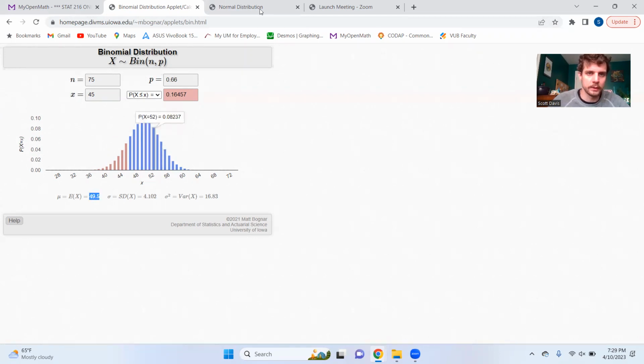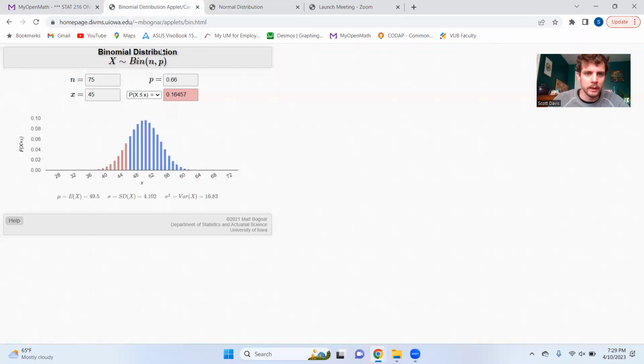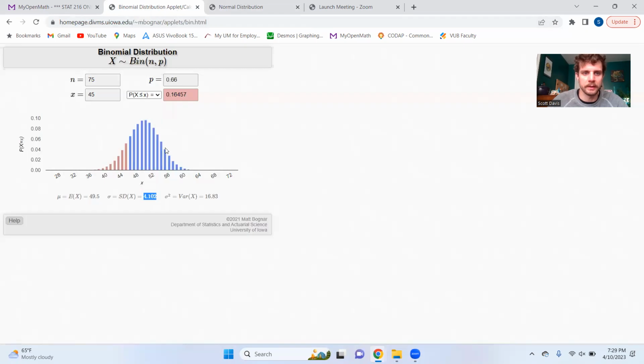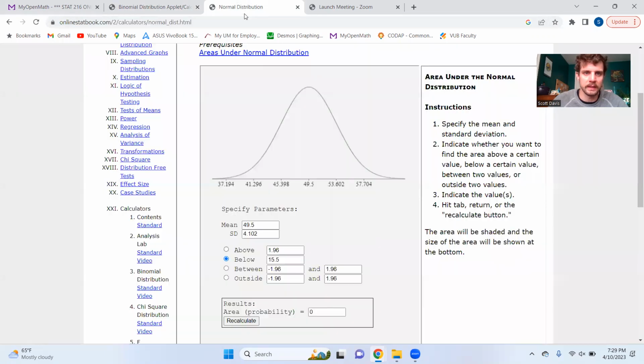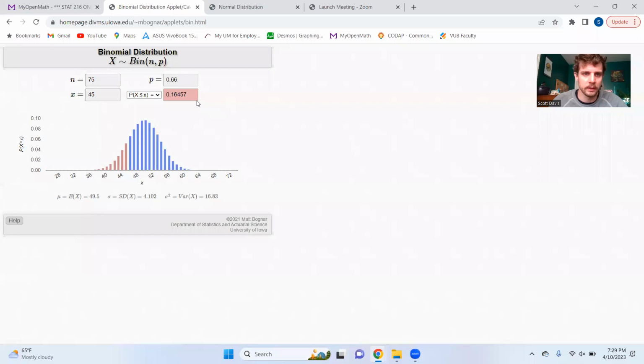So we're going to use these values. We want to approximate this distribution with the normal distribution, which has a mean of 49.5. So our mean will be 49.5. Our standard deviation will be 4.102. So now this is the normal distribution approximating this binomial. And we wanted x less than or equal to 45. So here we're going to say 45, and again, add 0.5 to make our results a little bit more accurate. 0.1647 compared to 0.16457. Very, very close.